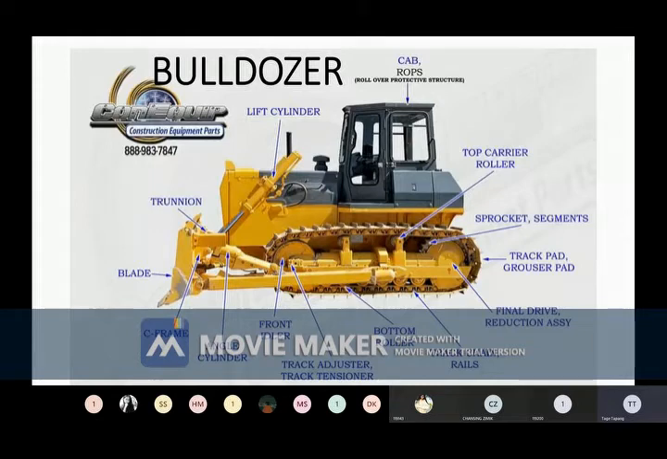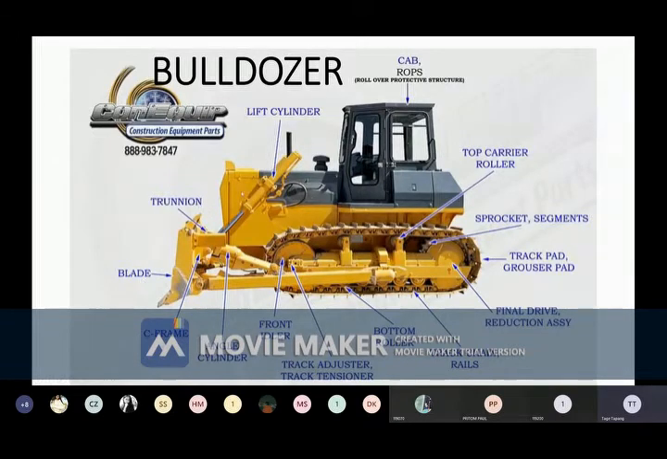So we have already discussed the undercarriage of a bulldozer, of a crawler tractor. Basically the undercarriage remains the same whether it is a bulldozer, excavator, loader, digger or whatever it is. The undercarriage portion is the same. So the common portion is the undercarriage part. Only the working portion will differ.